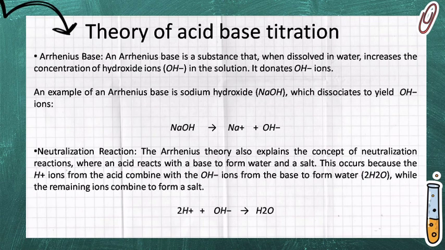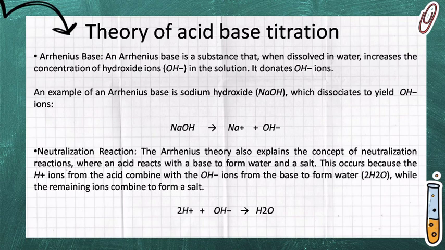B. Arrhenius base. An Arrhenius base is a substance that, when dissolved in water, increases the concentration of hydroxide ions, OH-, in the solution. It donates OH- ions. An example of an Arrhenius base is sodium hydroxide, NaOH, which dissociates to yield OH- ions. NaOH gives Na+ plus OH-.